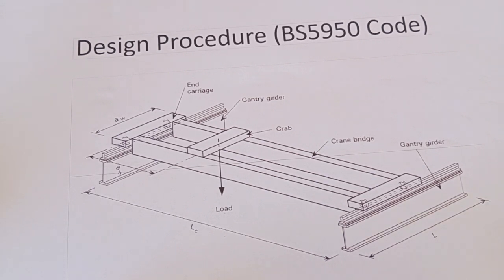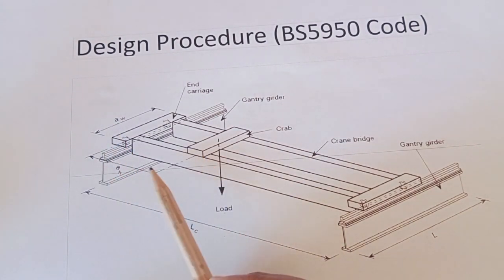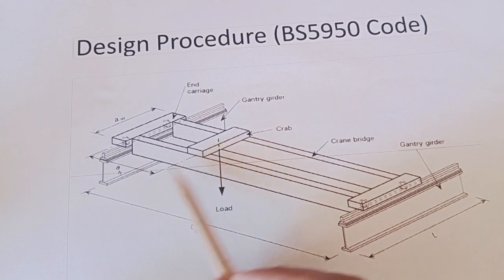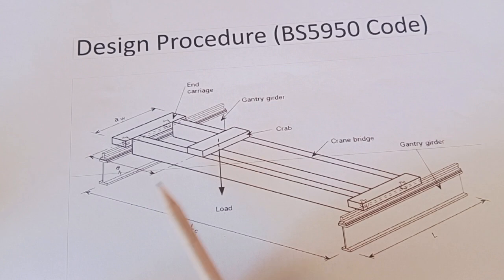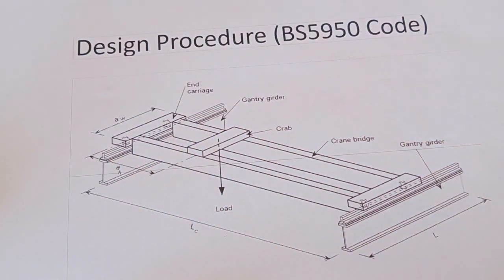It's not fixed. So we have these lengths LC, L, AH. AH is the center to center of the lifting load to this rail. And as we will discuss later, whenever it is close to this center, it has more effect, more reaction on this area.